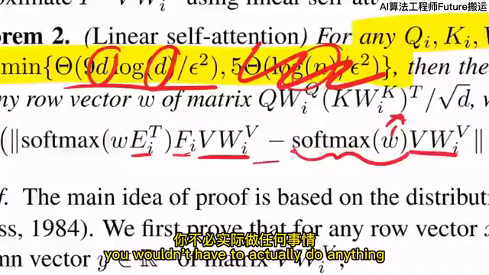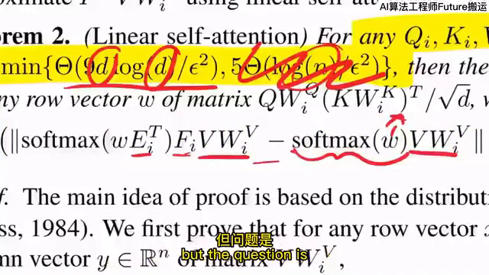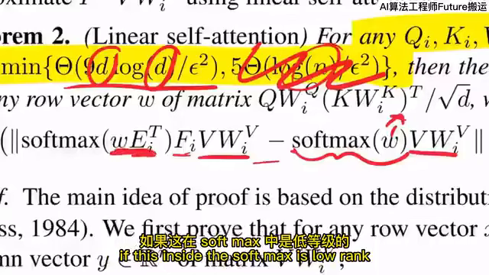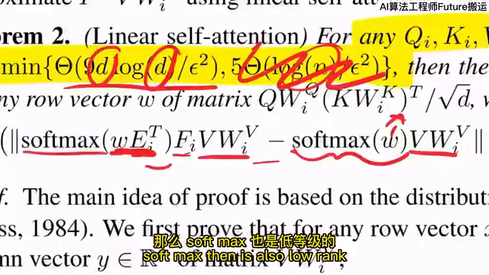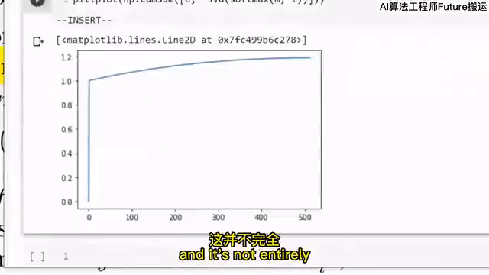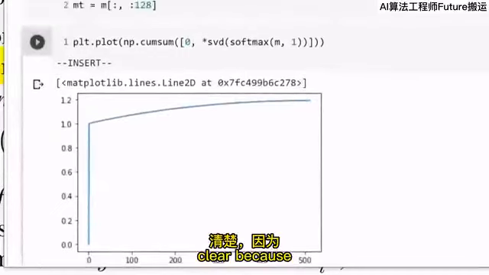You wouldn't have to actually do anything. But the question is, if this inside the softmax is low rank, can you make a claim that the entire softmax then is also low rank? And it's not entirely clear because, oh yes, we've done this.